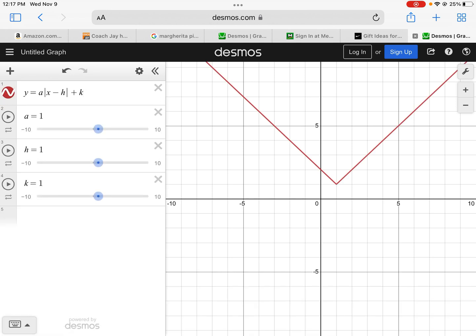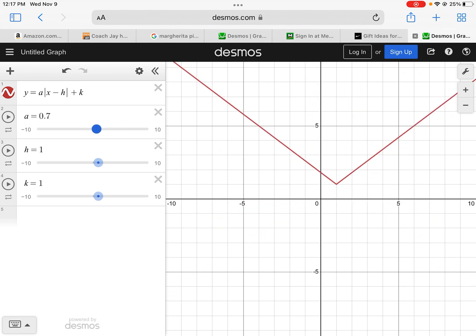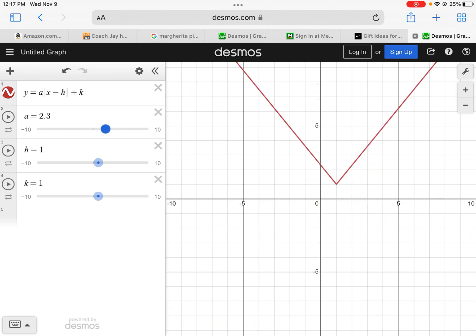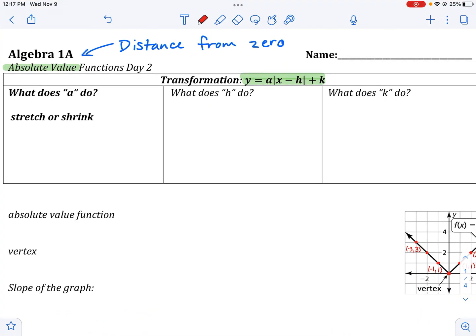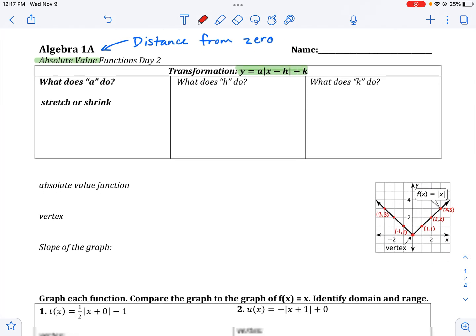And you can play around with these sliders and just identify what is it that the a does when you slide it around. So what does a do? What does h do, and what does k do? And I would try that. I would play with that for, I don't know, 3, 4, 5 minutes until you identify what each letter does, and then go back to your notes here.